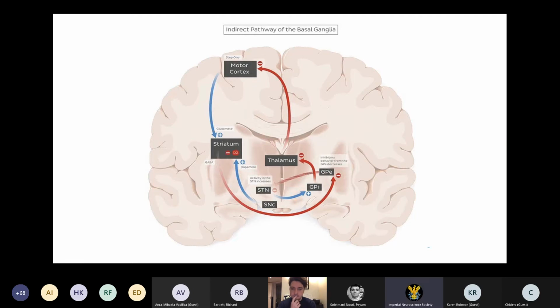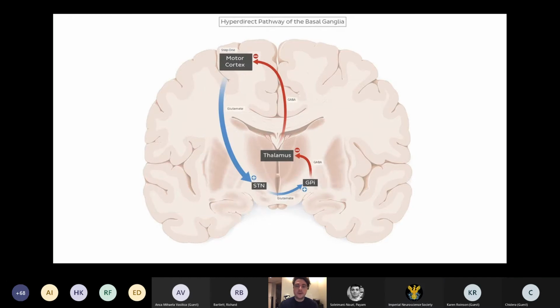We have 2 people who've raised their hands. Fantastic. Out of 40 odd, that's not too bad. So what we'll do is we'll finish this part and then we'll go to what those people want to go through. The hyperdirect pathway.